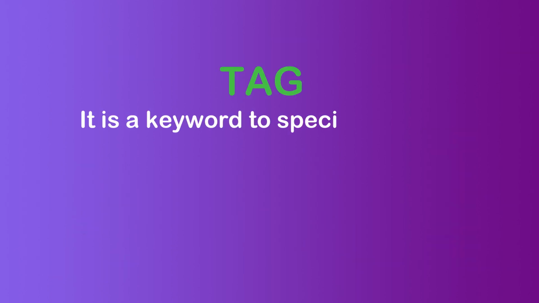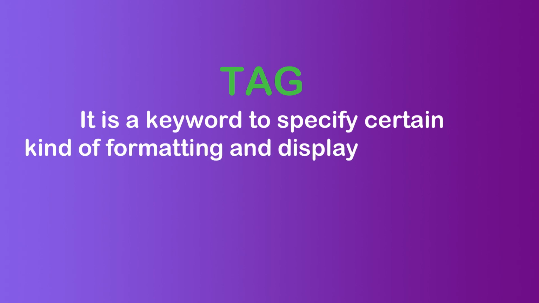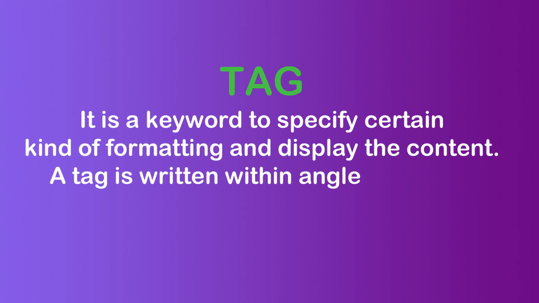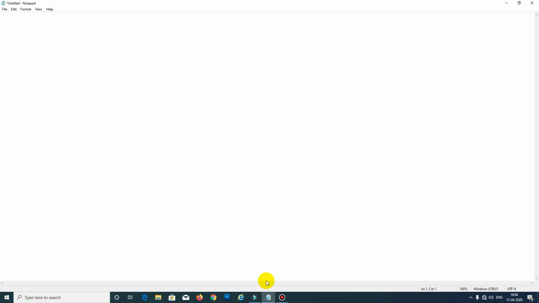Tag. It is a keyword to specify certain kinds of formatting and display the content. A tag is written within angle brackets. So let us see one example. As per the definition, any keyword of HTML, if we write within angle brackets, it is called a tag. So if I write html, this is not a tag. But if I add the beginning and end angle brackets, this becomes an HTML tag.